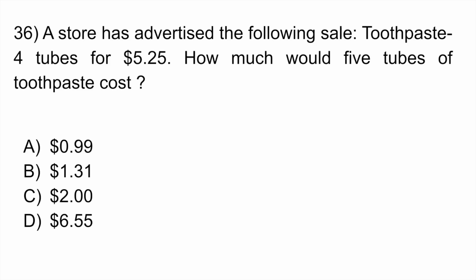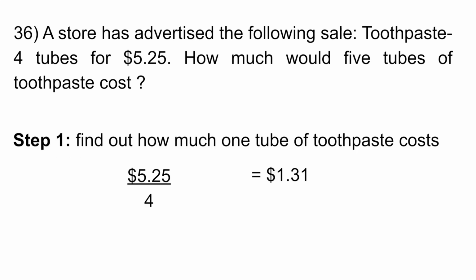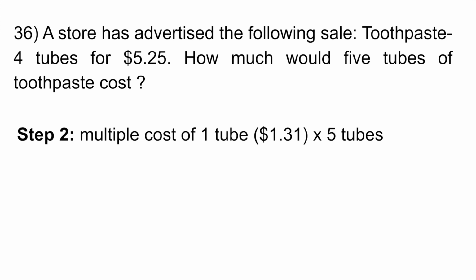A store has advertised the following sale: toothpaste 4 tubes for $5.25. How much would 5 tubes of toothpaste cost? Okay, so in the question they're giving us the amount for 4 tubes. And what we have to find out first is how much 1 tube of toothpaste costs. The way you do that is you take the $5.25 and divide it by 4. That gives you $1.31. So that's the cost per tube of toothpaste. And then step 2 is that you're going to multiply the cost of 1 tube by 5 tubes. That gives you $6.55. Option D.